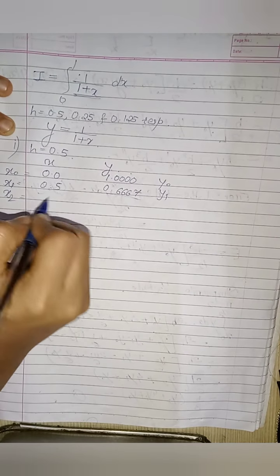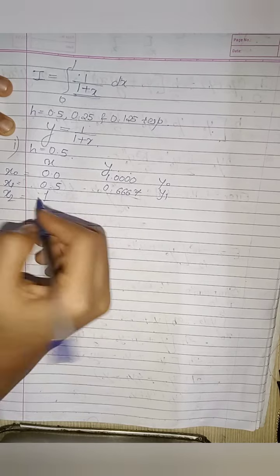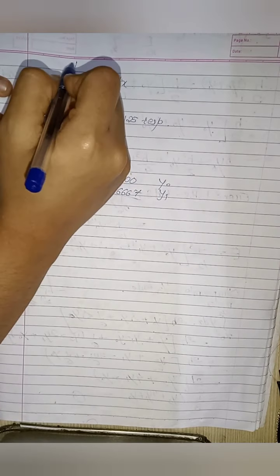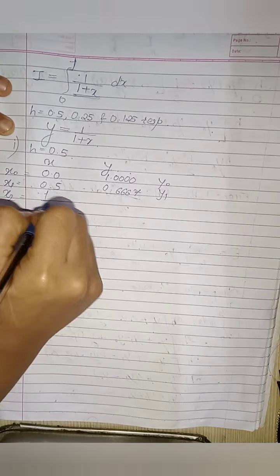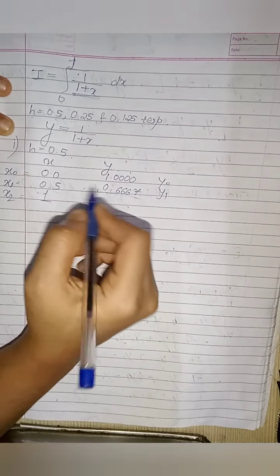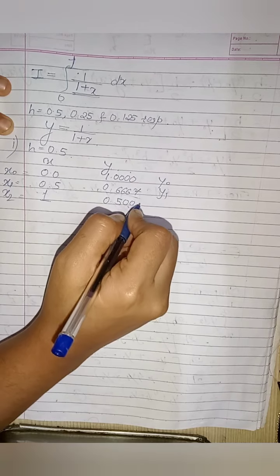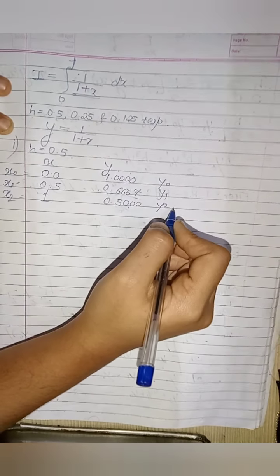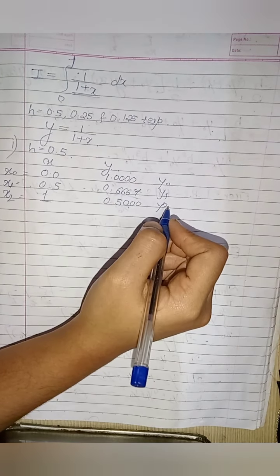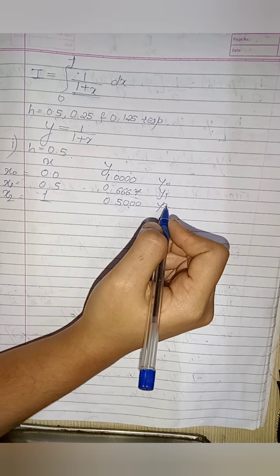Similarly, x2 will be nothing but the next point is 1, and that's the extreme point for the limit. So that's the end point. So for x2 equals to 1, we have the value of y as 0.5. So this is the value of y2. Now we have to solve by both trapezoidal and Simpson's rule.